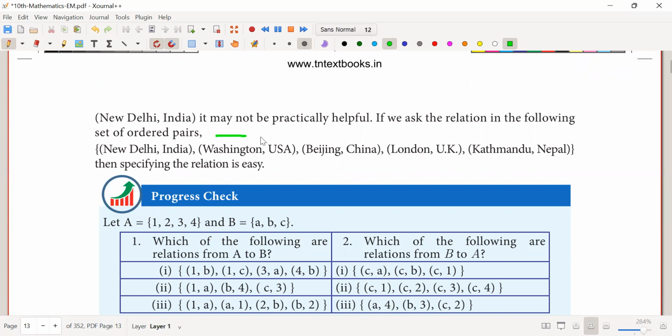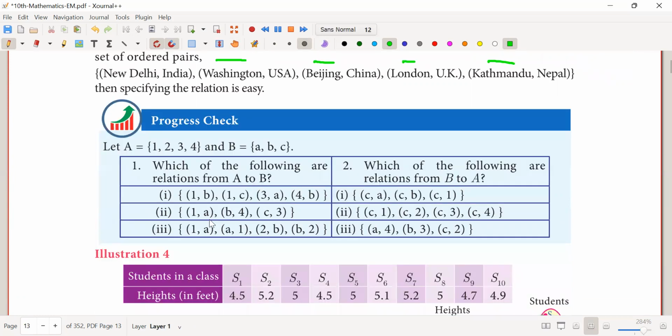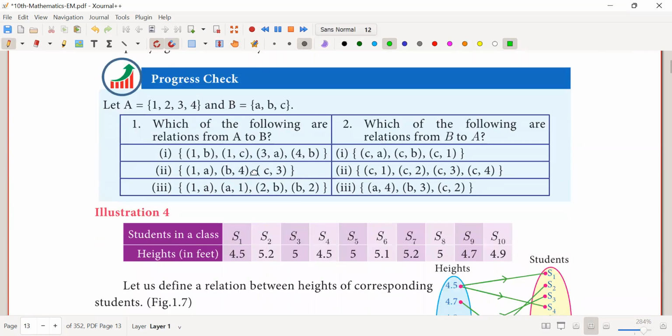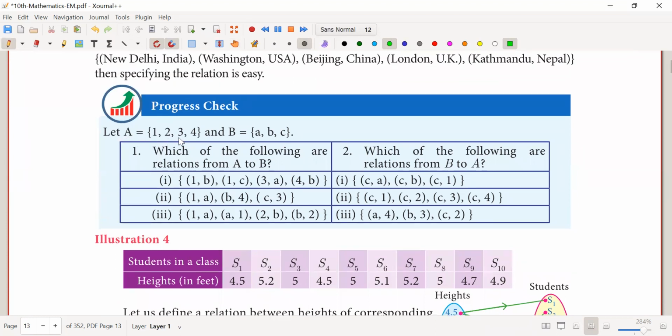What about Washington and USA? Washington DC is the capital of USA. Beijing is the capital of China. London is the capital of UK. Kathmandu is the capital of Nepal. Right? So let's check the possibilities. A equals 1, 2, 3, 4 and B equals A, B, C. Which of the following are relations from A to B? It should be related from A to B.